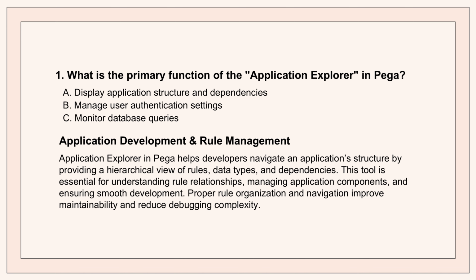Okay, first up, we've got a question about the Application Explorer in Pega. It asks about its primary function. Is it A, to display application structure and dependencies, B, to manage user authentication settings, or C, to monitor database queries? What do you think? Well, when I think about what it means to explore an application, it makes me think about wanting to see how everything is connected, right? Yeah, makes sense. So I'd say option A, displaying the application structure and dependencies, that seems like the most logical primary function. Right, it's like a roadmap for your Pega project.